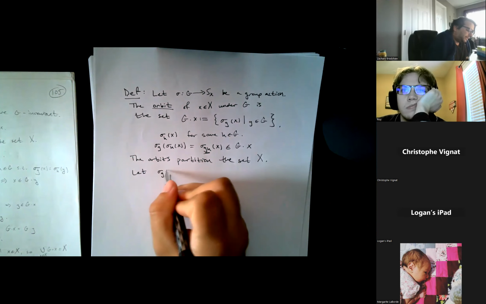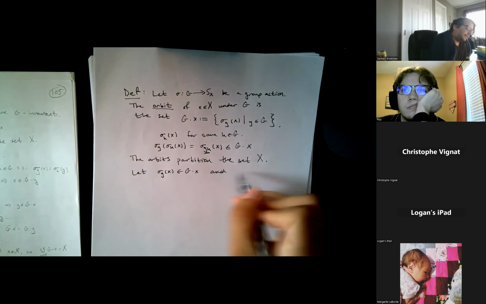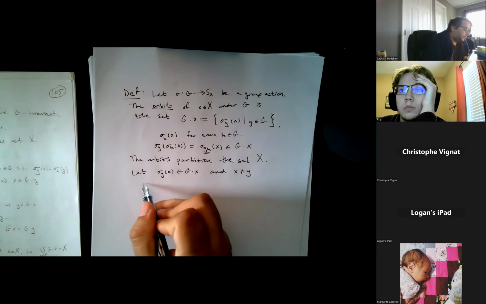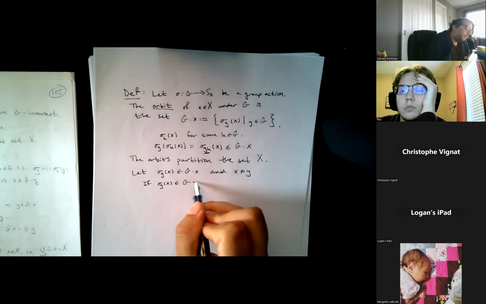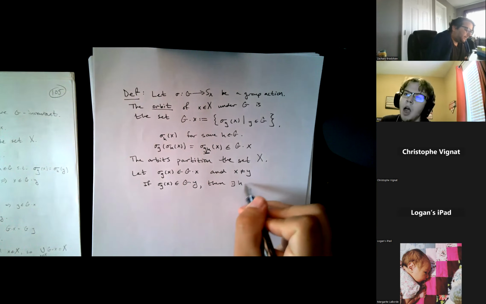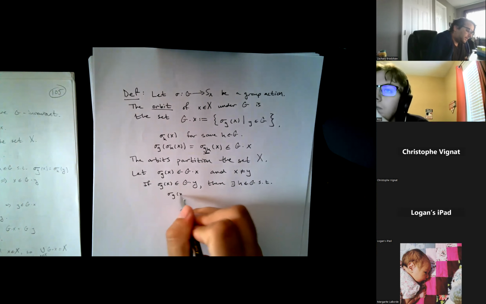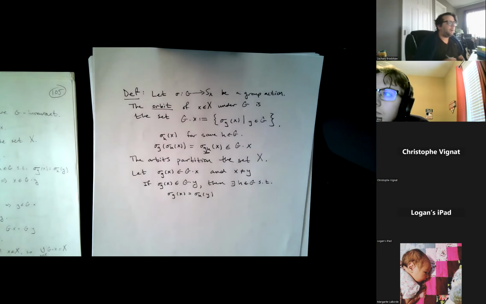Well, let sigma g of x be in the orbit, and let x be not equal to some other element of the set. Let's call it y. If we do have that sigma g of x is in the orbit of y, well then there's an element h in G such that sigma g of x is equal to sigma h of y because it's in the orbit corresponding to y. That's the definition of the orbit.